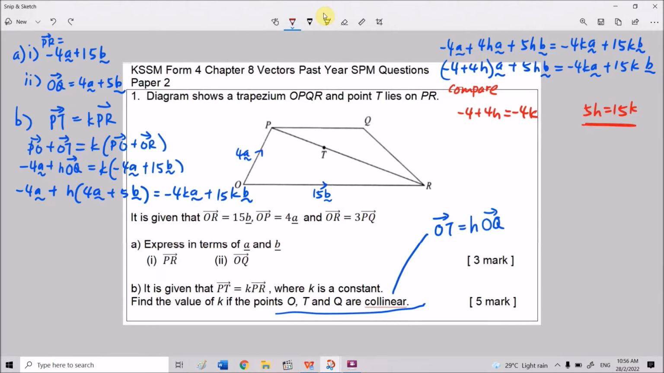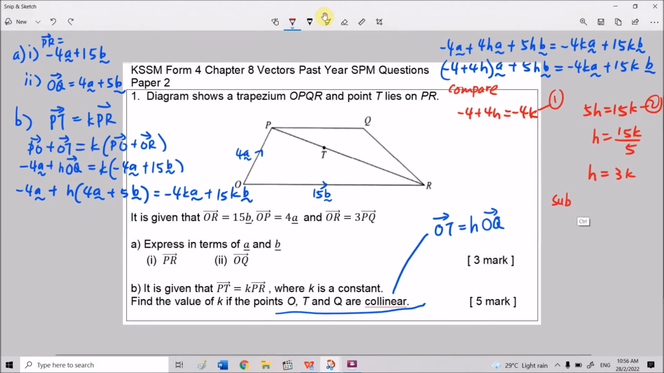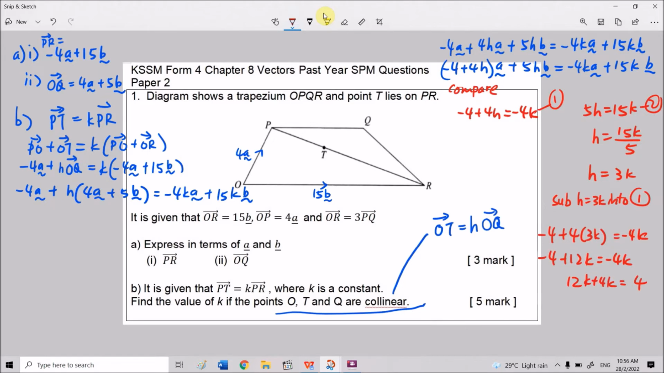So I think we start from here. This part here is easier. We want to find K, so we bring the 5 here. So we have H equals to 3K. Then if we let this equation 1, this equation 2, we substitute H equals to 3K into equation number 1. Yeah, substitute this into here. So you get -4 plus 4 ... which is 1/4. Hence, the answer is 1/4.